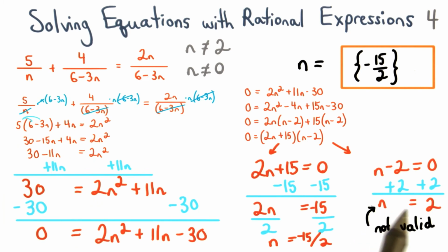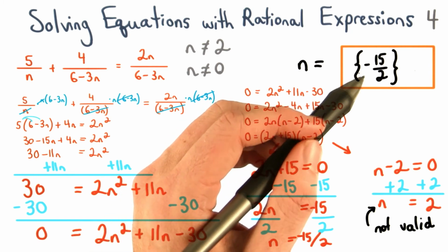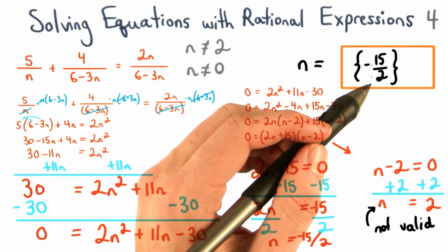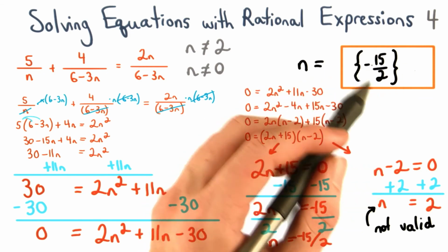This means that this solution is not valid. We can only take this as our actual solution. So here's our solution set, negative 15 halves. Fantastic algebraic thinking for getting that one correct.